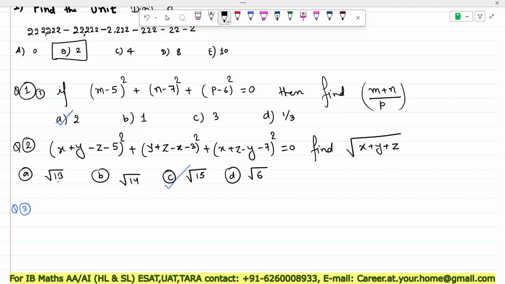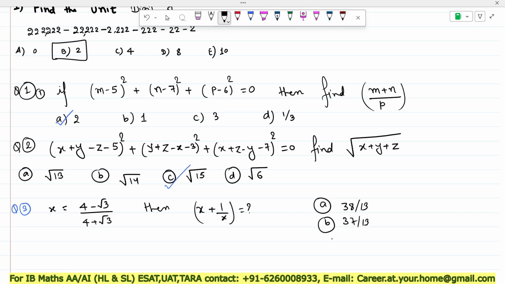So the next question is: if x = (4 - √3)/(4 + √3), then find the value of x + 1/x. Your options are A) 38/13, B) 37/13, C) 36/13, and D) 35/13. Please check it.